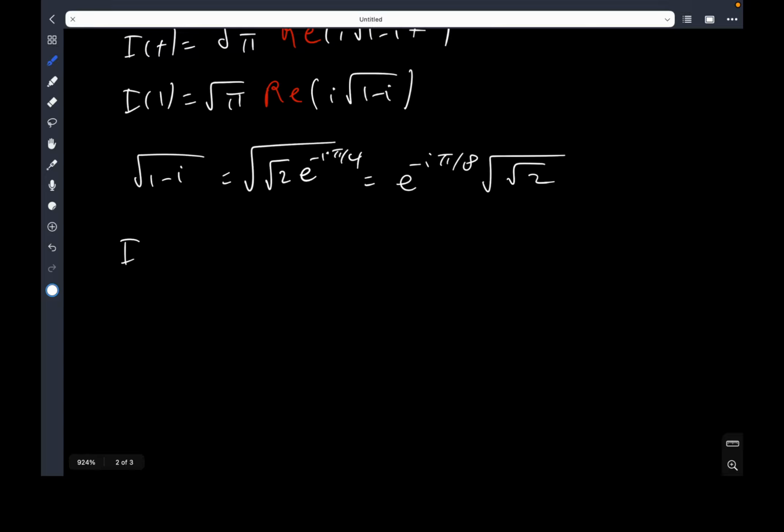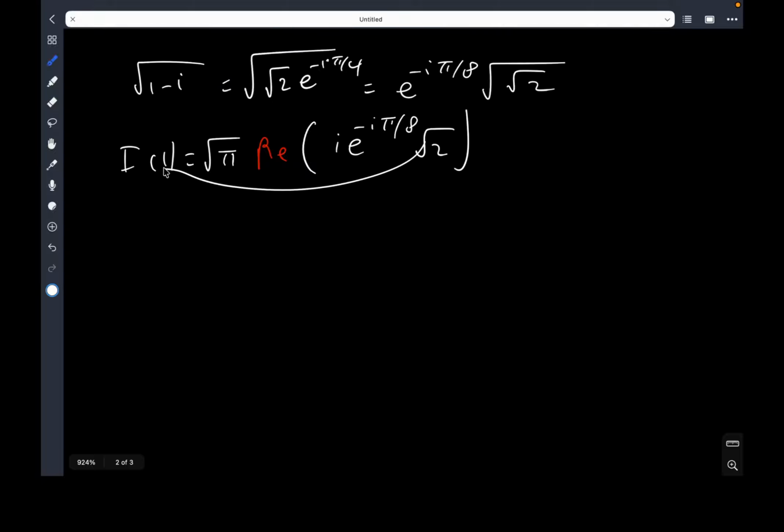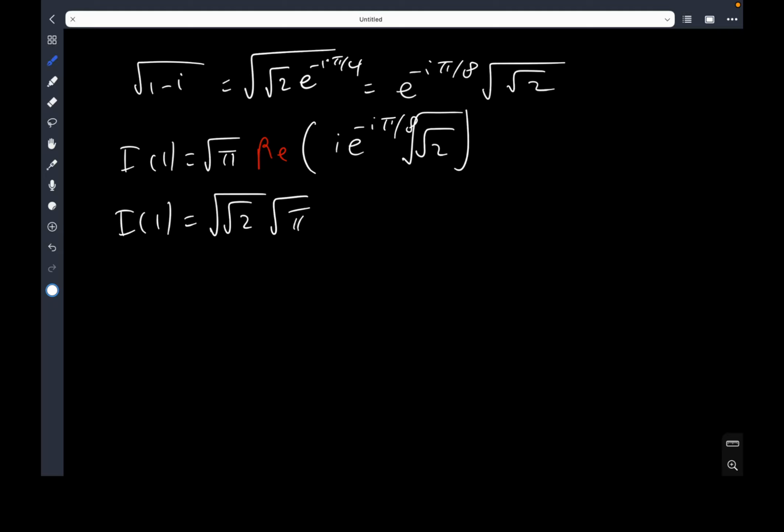Thus, I of 1 is going to be root pi, again the real part of i e to the negative i pi over 8 root of root 2. I'm going to move root of root 2 out here. I of 1 is root of root 2 root pi, the real part of i e to the negative i pi over 8.